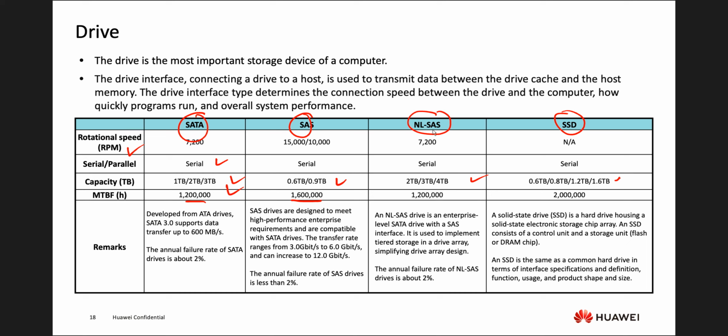When you look at your nearline SAS, which is obviously Huawei's version, you have bigger storage space now, so this is slightly bigger than your normal SAS, but your lifespan is slightly less than SAS. But then when you look at your SSD, the longest lifespan between failures, which means that your SSDs are guaranteed to run longer than any of these other three drives. However, your space is also less. You can see you don't have 4 terabyte, you have 1.6 terabyte, 1.2, 0.8, and 0.6. So it means that you have longer lifespan but less space.